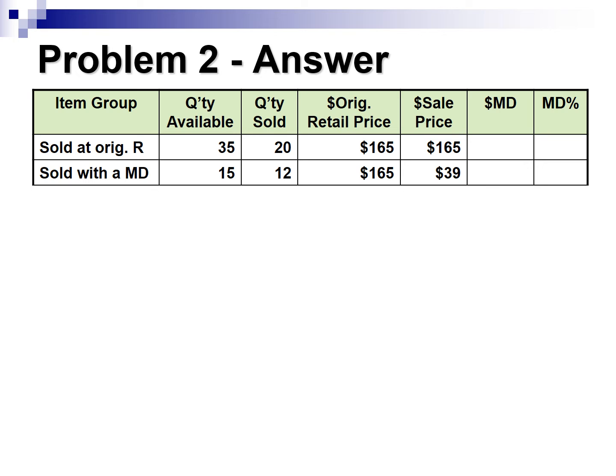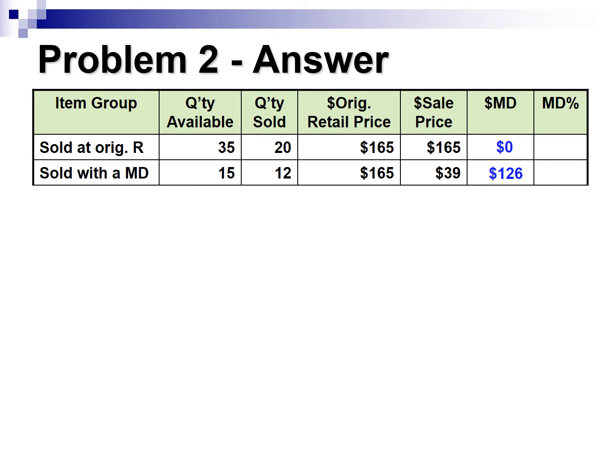So originally 165 original retail price, but the sale price is also 165 because they were sold at the original retail price. So that was the first group. The second group, out of the 15 units that were left unsold from the original sale, the sales with the original price, out of them 12 were sold with the markdown. Okay, so now the sale price was at $39, although their original price was $165. So this is the information that was given in the problem.